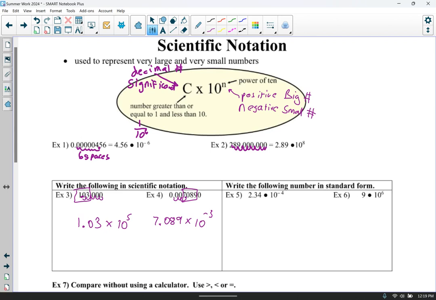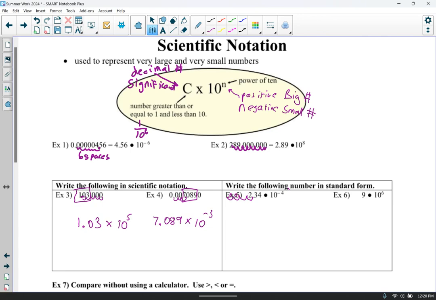We can also be given a number in scientific notation form and asked to write it in standard form, meaning we're going to show all those powers of 10, show all the zeros. So we have 2.34 times 10 to the negative fourth, negative exponent. I know that's going to be a small number. Where would I move the decimal point to make this a small number? It would have to move to the left. So it's going to move to the left 4 spaces. 1, 2, 3, 4.